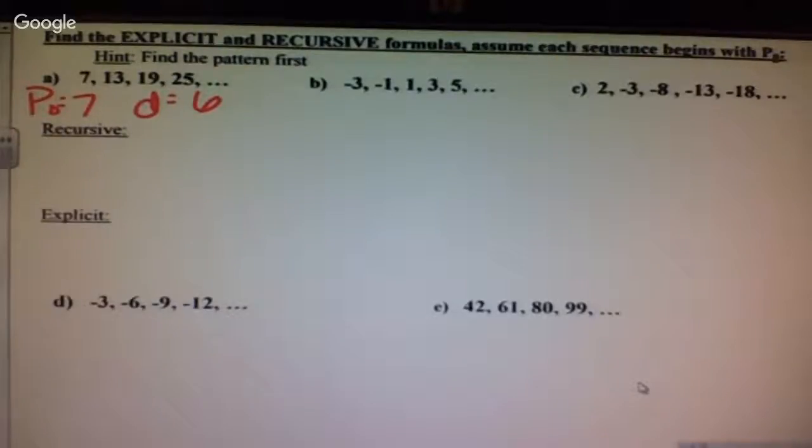So recursively, your equation would be p sub n equals p sub n minus 1. That part never changes on your recursive formula. p sub n equals p sub n minus 1. You need to tell me to go back to the term before it. And what am I doing? Well, I'm adding 6.